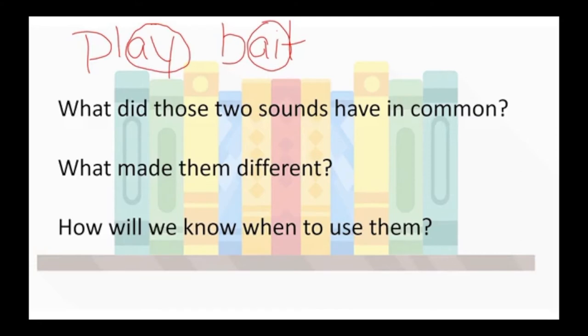The first question is pretty easy because as we look at it, play and bait both have the long A sound, which we've become familiar with in words that have A consonant E, as well as words that have the open syllable A. It's that same long A sound with AY and AI. What makes them different is also important because one of them has a Y and the other one has an I. How will we know when to use them? That's what we're going to discuss in the next part.